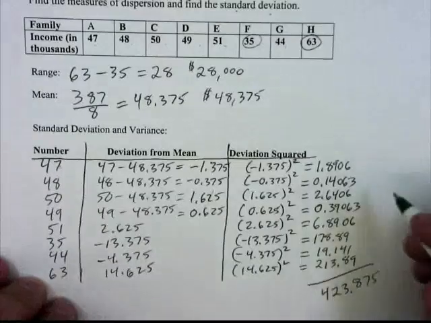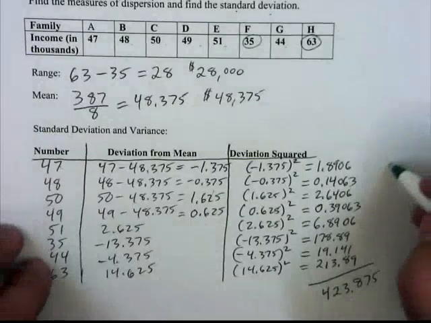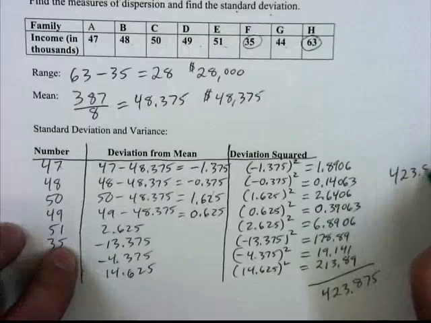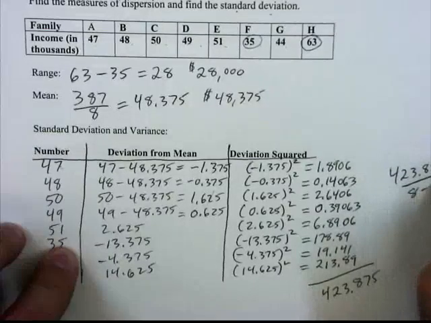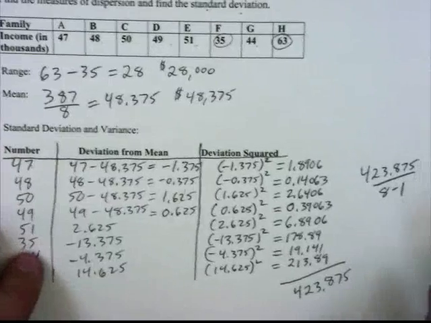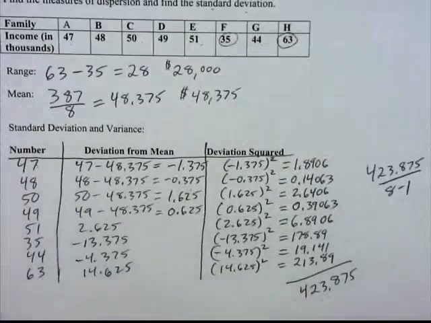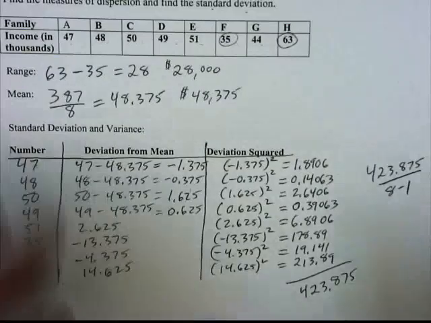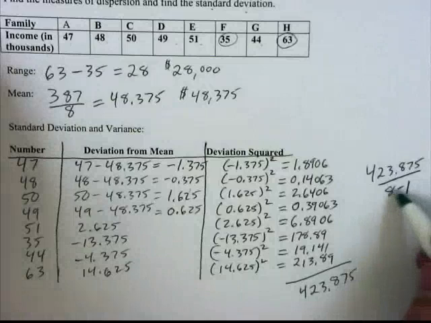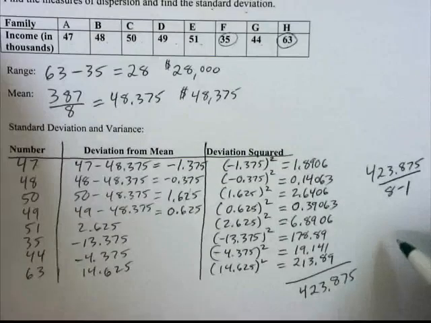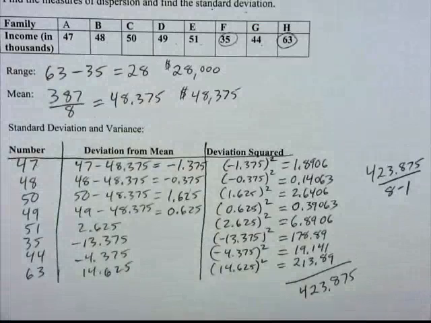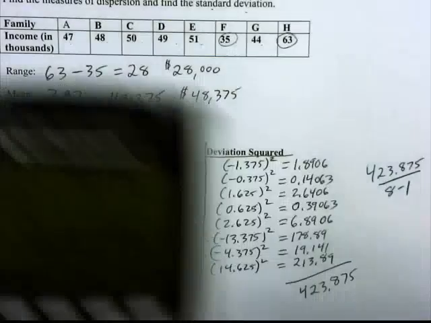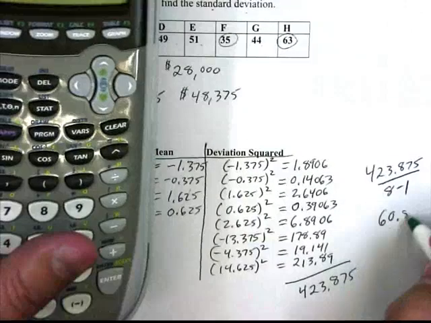But what I'm going to do instead is I'm going to take that and divide it by 8 minus 1. And I'm not going to go into why we do that. It has to do with degrees of freedom and a lot of other things from statistics. But basically, it's the average but modified just a little bit. So I'm going to find that number. And so 423.875 divided by 7 gives me 60.55.